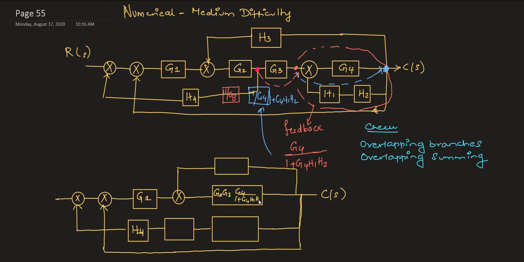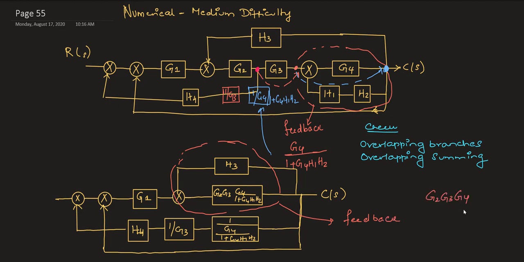So now I'm seeing another feedback here, right? So that feedback is what? G2, G3 and the sum. So this entire branch of G2, G3 and my negative feedback has been simplified into a single block of G2, G3 into G4 by 1 plus G4 H2. And then again, I have a feedback. Since no signs are given, I'm treating that as your negative feedback. And now this negative feedback function is given in this manner. Good, so that simplifies this.